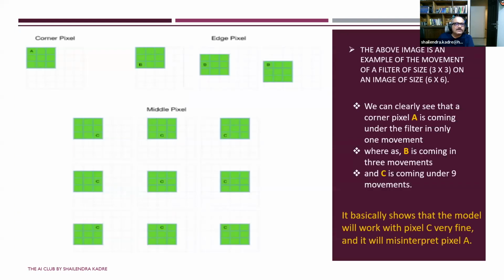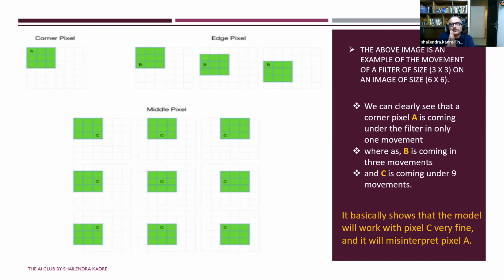You see, this is a 6 by 6 image on the left side. The corner pixel, which is marked as A on the top left corner, during the entire convolution operation with a 3 by 3 filter, will be covered only once. Now I start moving the kernel one cell down, one cell down. The cell marked B will be covered thrice. And in the center I have marked C. In the entire convolution operation, C will be covered 9 times.